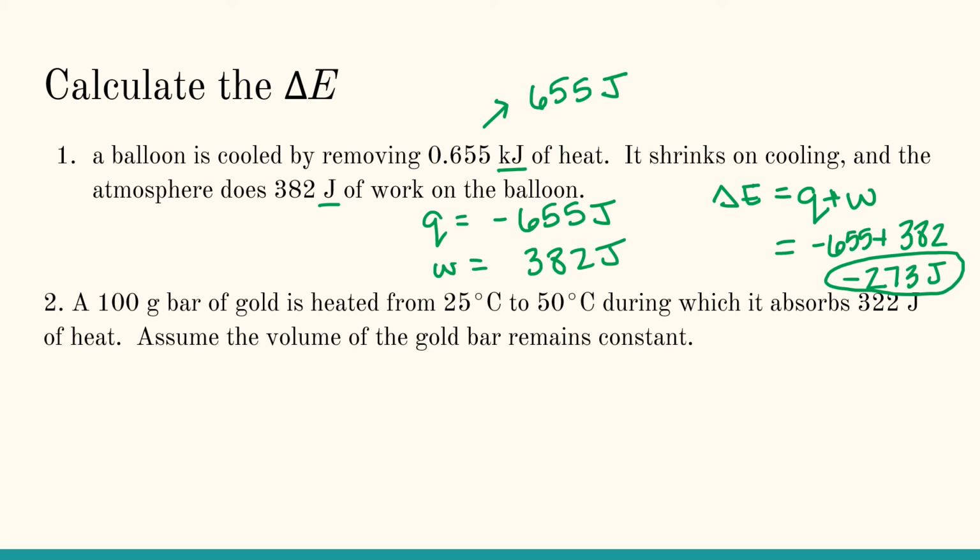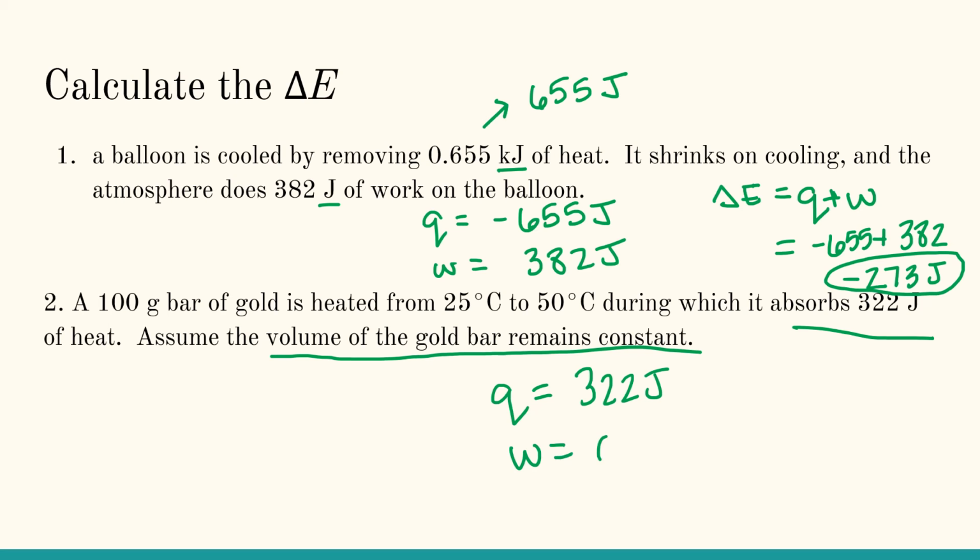A 100-gram bar of gold is heated from 25 to 50, during which it absorbs 322 joules of heat, because that means there's no change of volume work. It's absorbing 322 joules, so our Q is going to be positive. There's no work done on the system, so the work is 0. So therefore, our delta E is equal to the Q value, 322 joules.